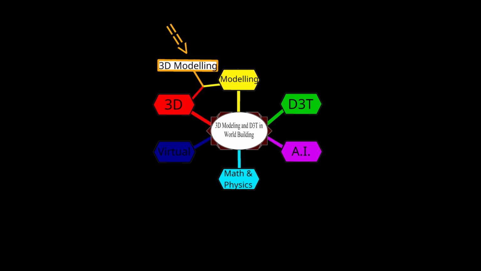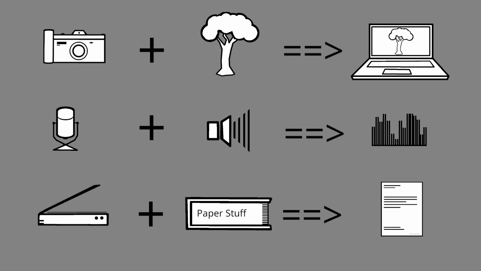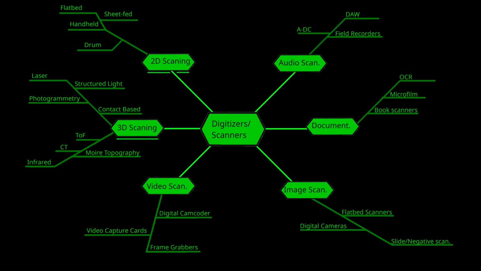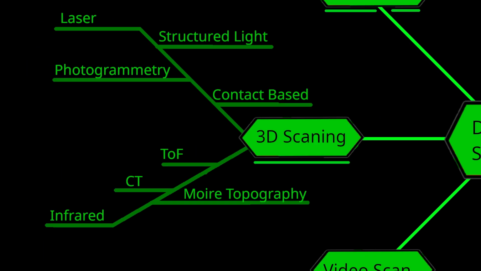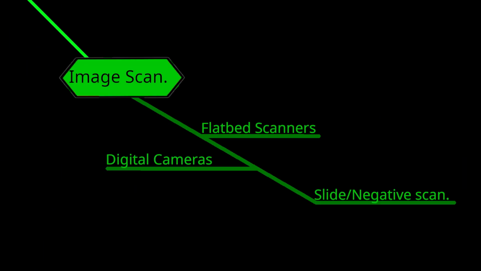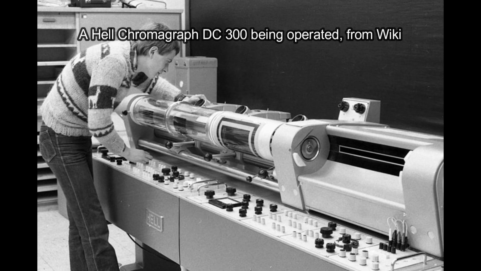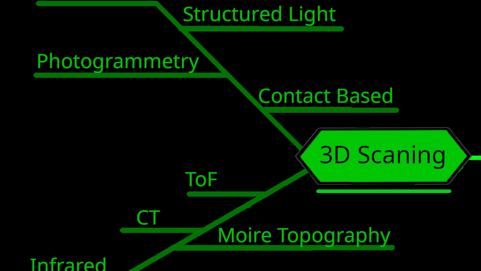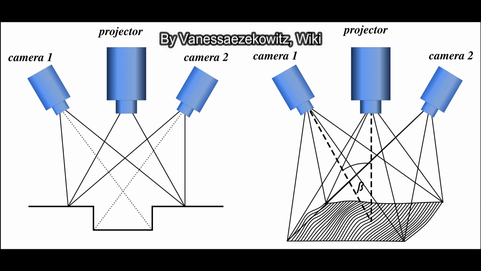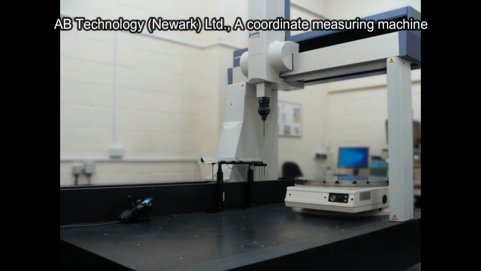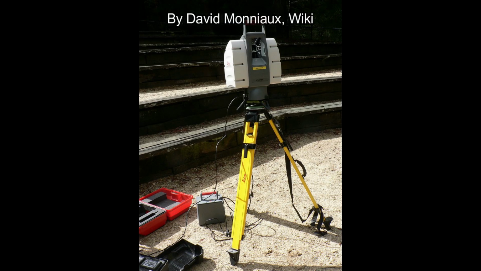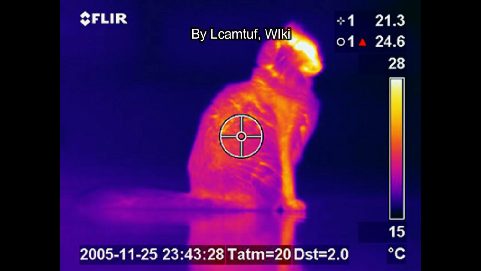Its relation to 3D modeling is through technologies used in conversion, where we scan the world around us and import it. There are many types of digitization technologies: 2D scanners, 3D scanners, audio, video, image digitization, and document digitization. These are digital technologies that digitize the environment. So in 2D scanning we have flatbed scanners, sheet-fed scanners, handheld scanners, and drum scanners. And 3D scanning, which we'll get in depth in time, there are laser scanners, structured light scanners, photogrammetry, contact scanners, time-of-flight, LiDAR, the most important one, CT, motor topography, and infrared.